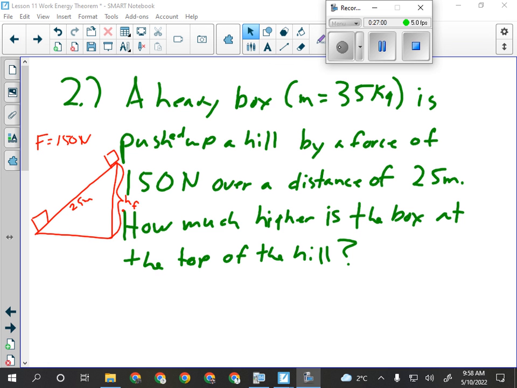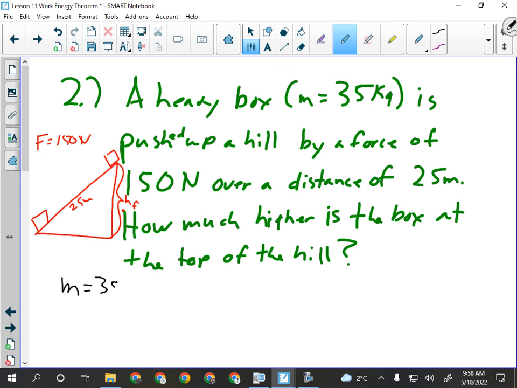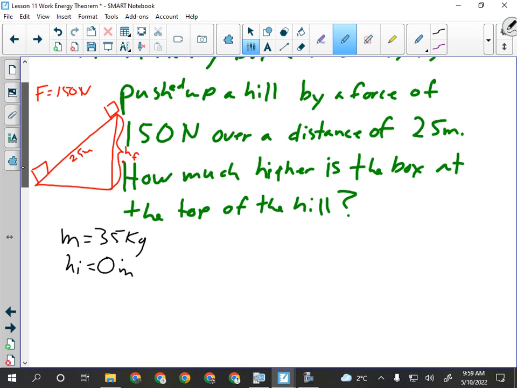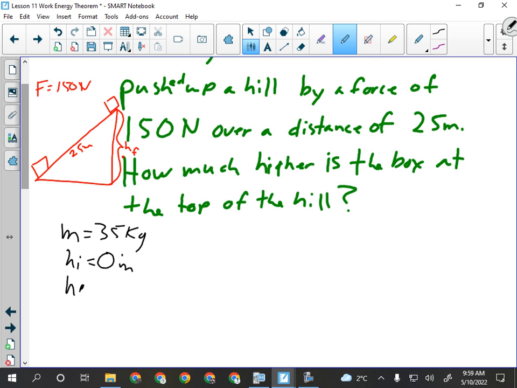So our givens are that we know the mass of the box, 35 kilograms. We know the initial height of the box. What's the initial height of the box? 0. It's at the bottom of the hill. So 0 meters. And we're looking for the final height of the box. And we know the distance over which it's pushed is 25 meters, the length of the hill. And we know the force used, 150 newtons. Everybody with me there?